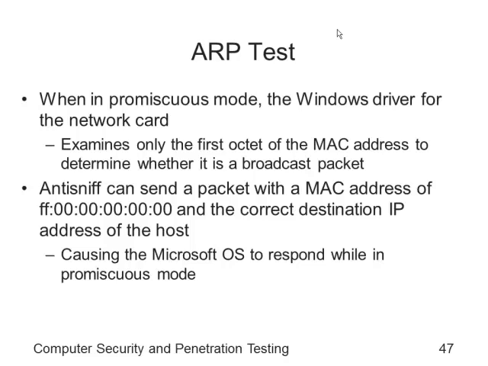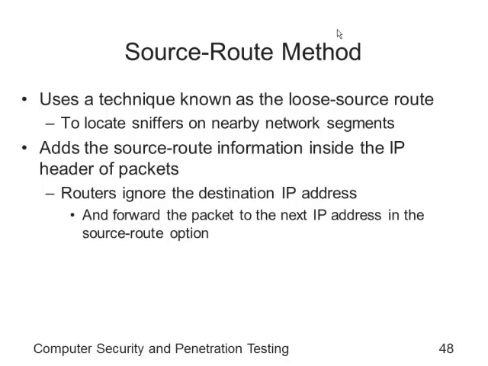Okay, ARP test, same kind of way. It's looking for a fake MAC address. If it replies with a fake MAC address, you know it could be a sniffer as well, because the sniffer will receive all traffic rather than just the ones destined for itself. Okay. Source routing says add source routing information to a packet.